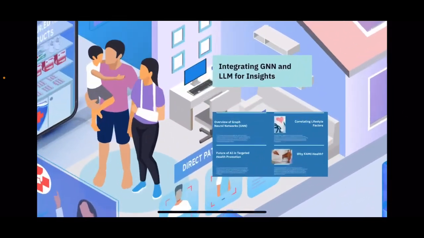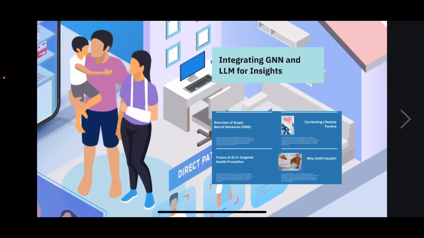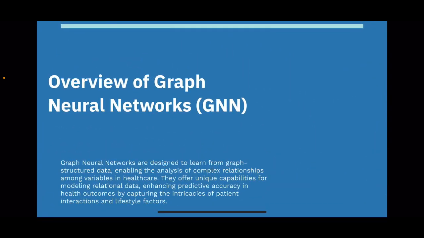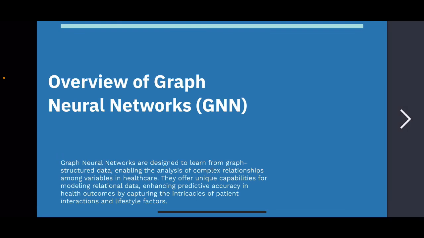And lastly, integrating graphical neural networks and large language models for insights on both customer and healthcare trends. Based on what I said previously, graphical neural networks aim to design and create graph-structured data and understand complex relationships among very different variables in healthcare. In this case, this will help us understand and create the models that we wish to use for researchers and for customers in general.